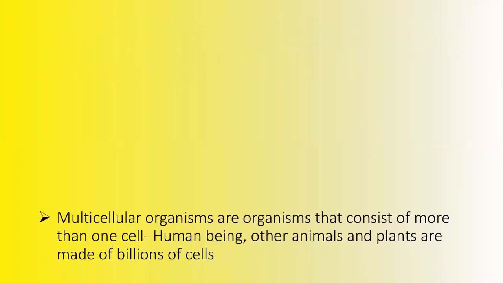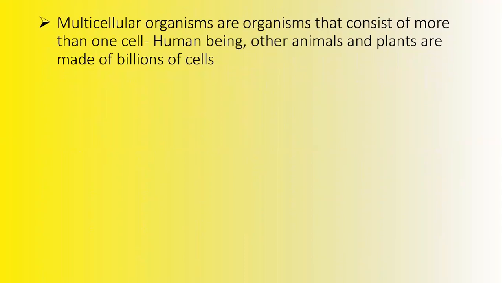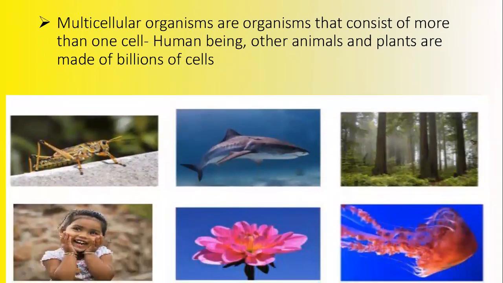Now, multicellular. Multicellular organisms are organisms that consist of more than one cell. Human beings, other animals, and plants are made up of billions of cells. They are called multicellular organisms. You can see in the diagram, these things represent a multicellular organism.